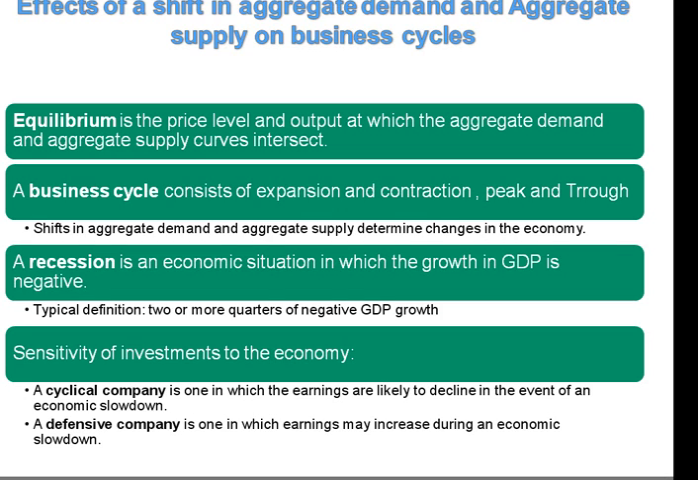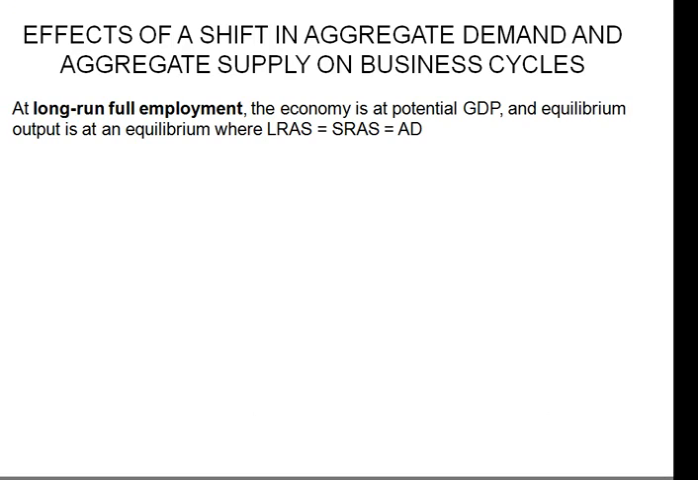A defensive company is one in which earnings may increase during an economic slowdown. So this is opposite to the above company. In a defensive company, the economy is going down but the company is going up.